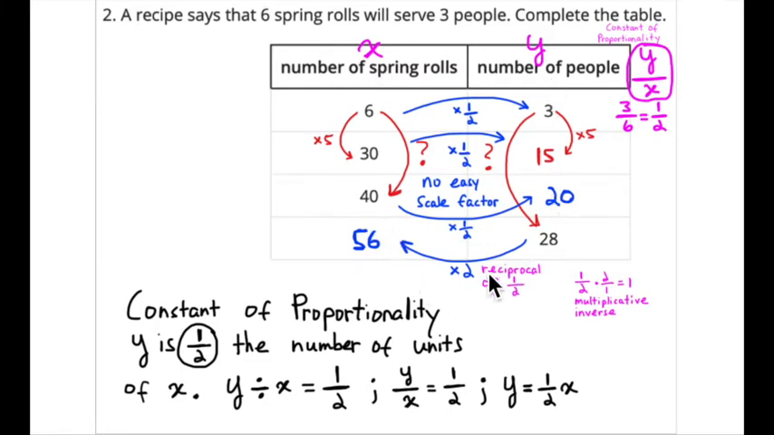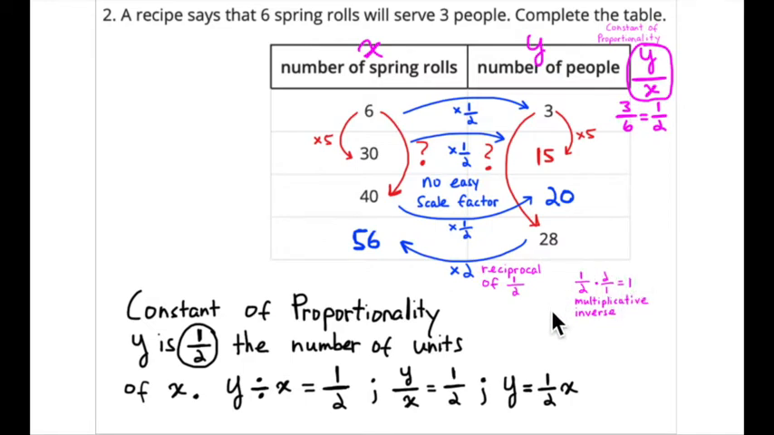This is the reciprocal of 1/2. So if you use 1/2 to go from the left to the right, you're going to use the reciprocal of 1/2 to go from the right to the left. And the reciprocal is another word for that, the multiplicative inverse, because 1/2 times 2 over 1, or times 2, is equal to 1.